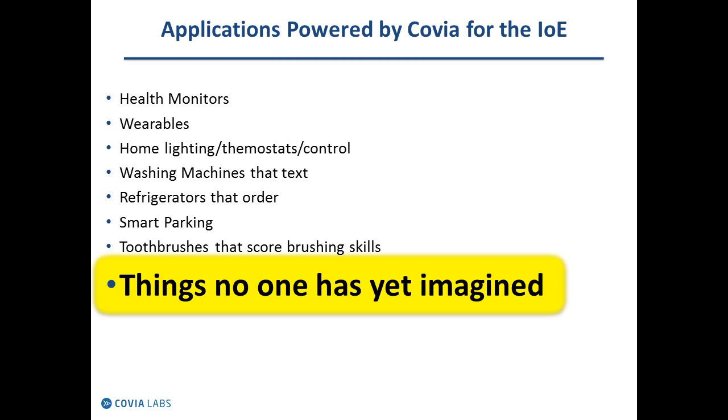We have all heard about all the great applications for the Internet of Everything, but we think the most important applications have yet to be imagined. Covia Technology sets developers free to introduce a nearly unlimited range of applications and devices for the Internet of Everything, allowing it to evolve quickly.